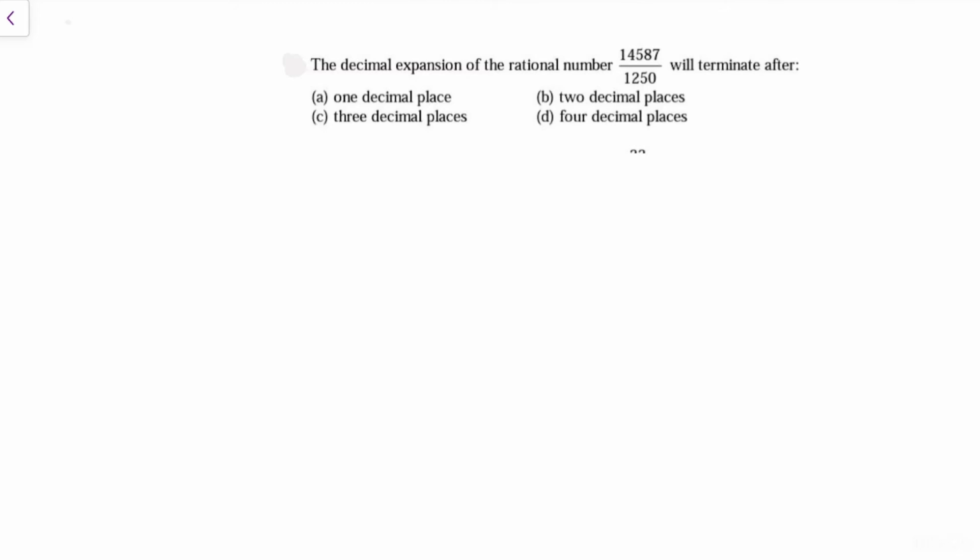So from the beginning onwards I am saying, whenever they are asking about the termination or decimal places, definitely we need to worry only about the denominator. So here the denominator is 1250. Simply do prime factorization of 1250. In the previous cases they already gave the prime factorization, but in this case we need to find it.